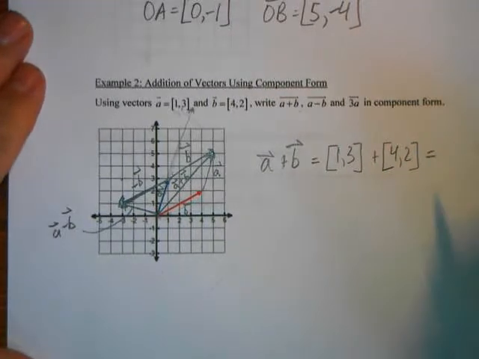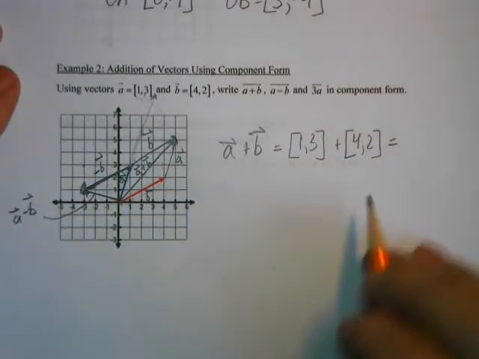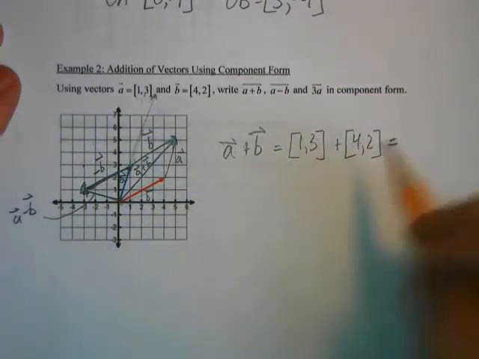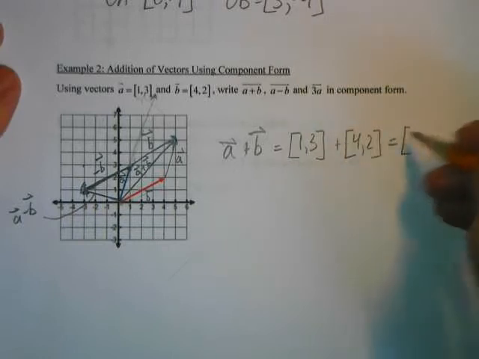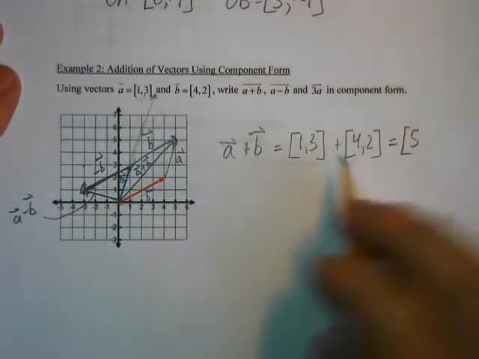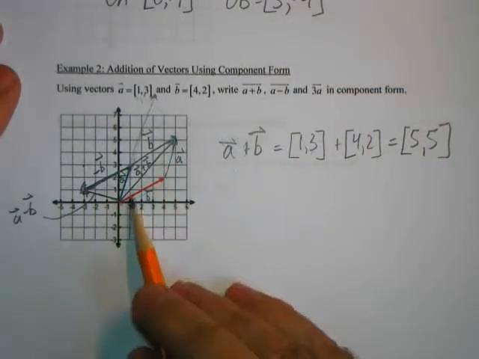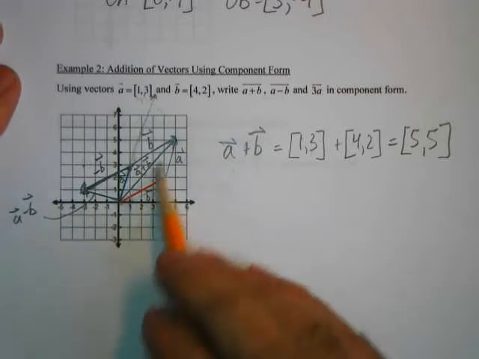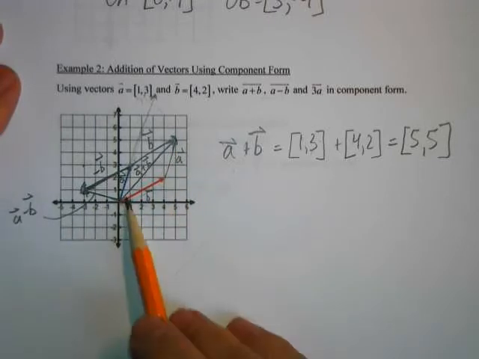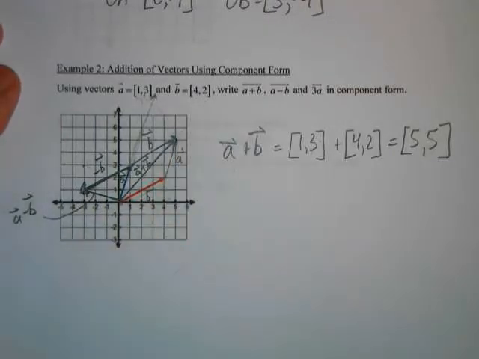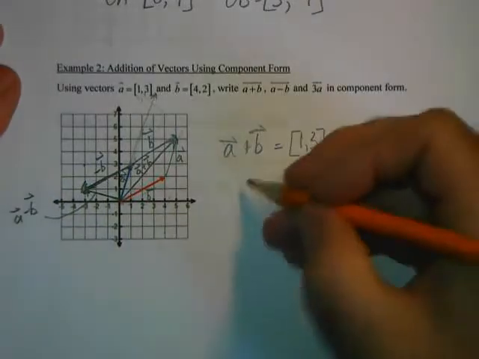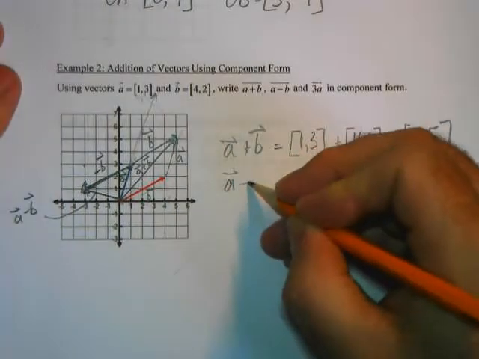This is as easy as it might look. We just add the X components together to get our result, so that'd be 5, and we add our Y components together, that would be 5 as well. And if you remember, that's what I said A plus B was, it's 5, 5, if you add up the displacement horizontally and vertically.